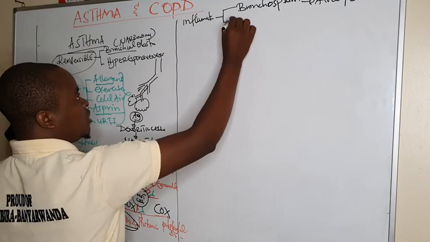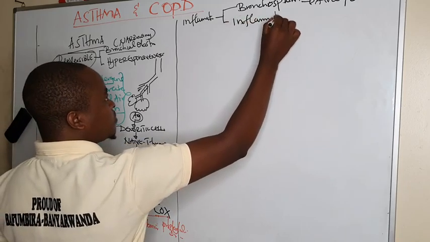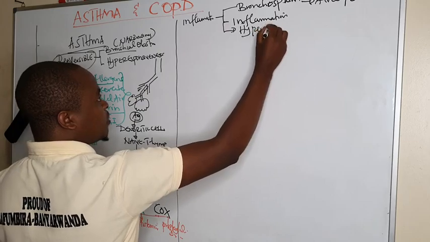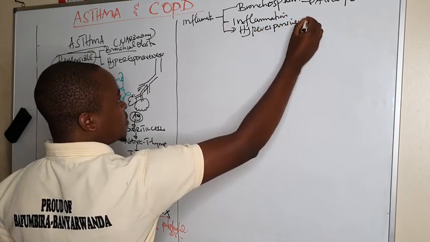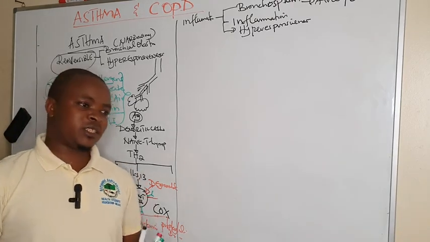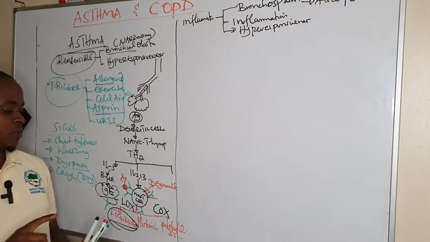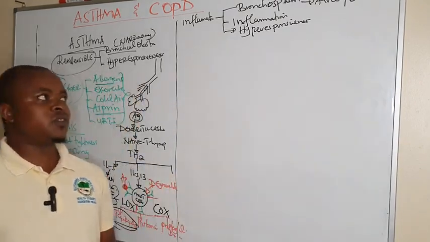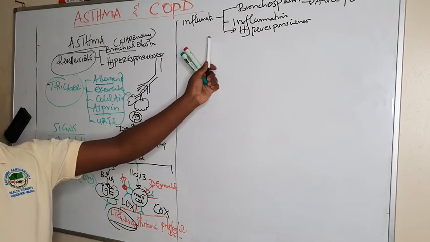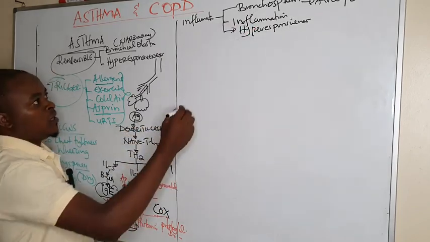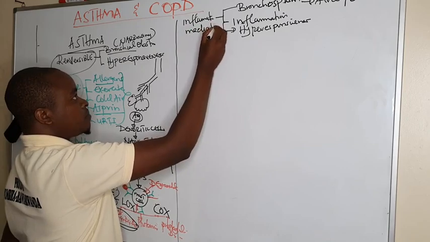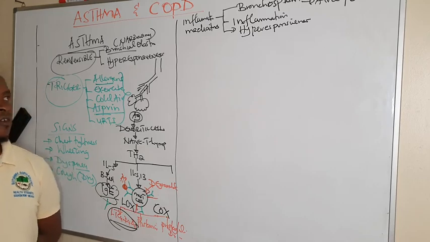Then also they induce inflammation. Then they can also result in hyperresponsiveness. So these are the end results after production of these inflammatory mediators, that is leukotrienes, histamines, prostaglandins, and platelet activating factors, especially type 4, which bring about these inflammatory responses, that is bronchospasms, inflammation, and hyperresponsiveness. These are inflammatory mediators. So this is the pathogenesis of asthma.